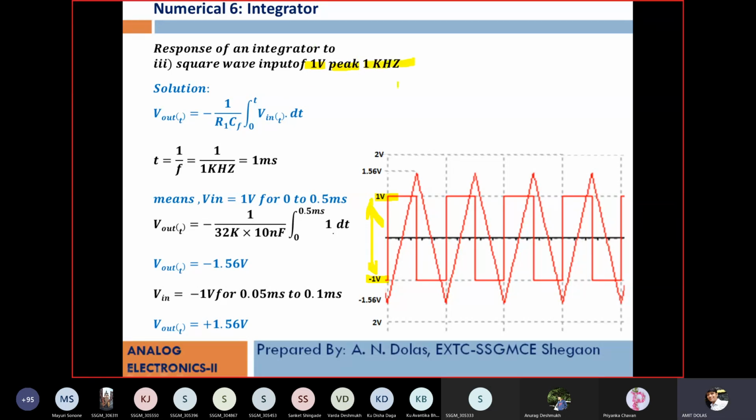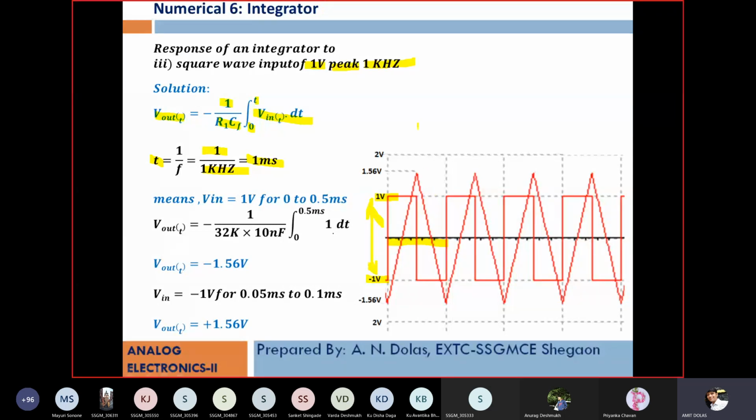Frequency is 1 kilohertz. As the frequency is 1 kilohertz, we have to calculate the time period. Formula: V out is equal to -1 upon R1 CF integral of 0 to t V in dt. The time period we have found, from here to here one square wave, is 1 upon 1 kilohertz. It is 1 millisecond. Therefore what is a square wave? Square wave is nothing but a positive step input to the integrator for a certain duration, and then a negative step input to the integrator for the other half of the duration.